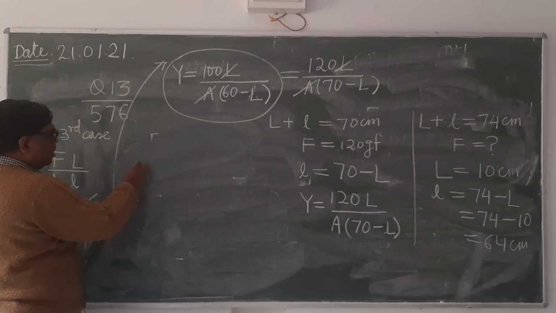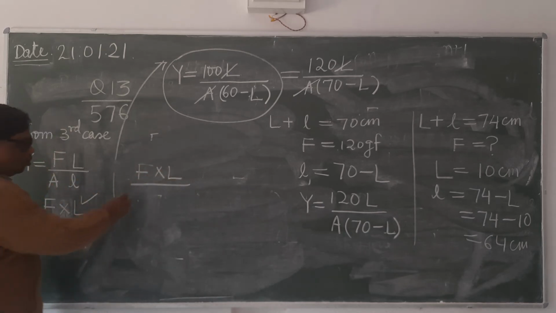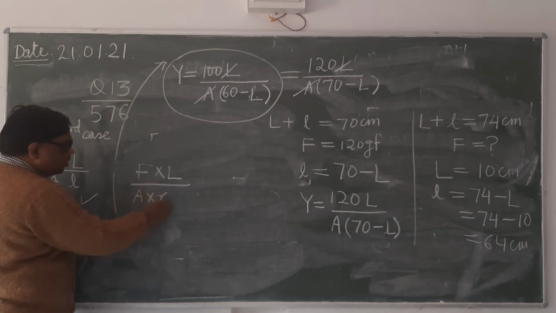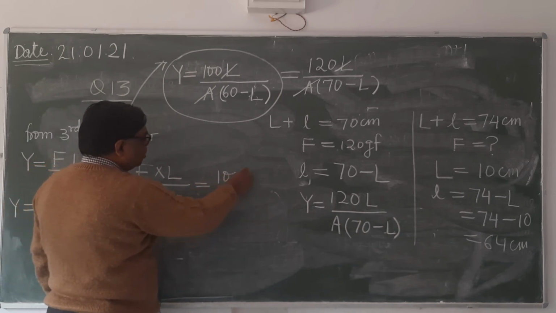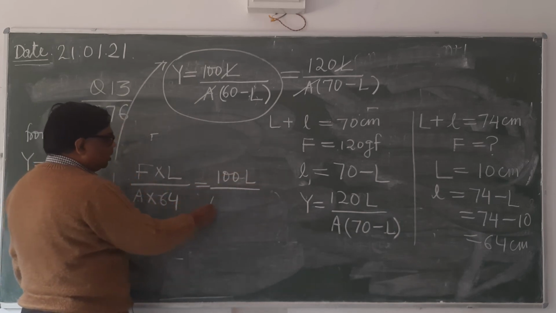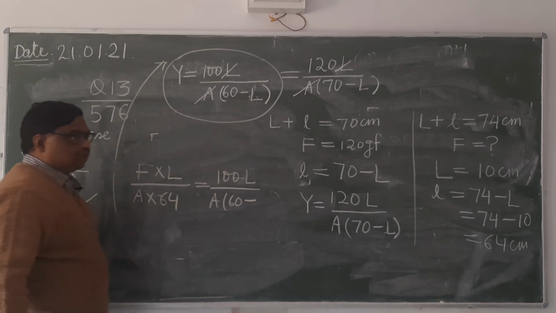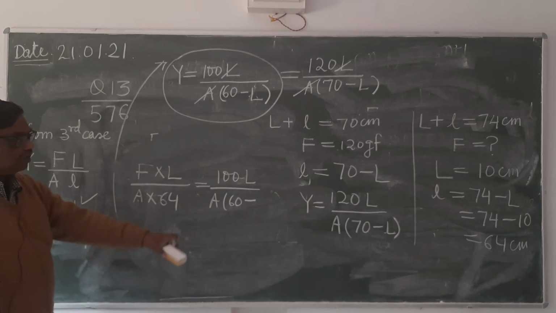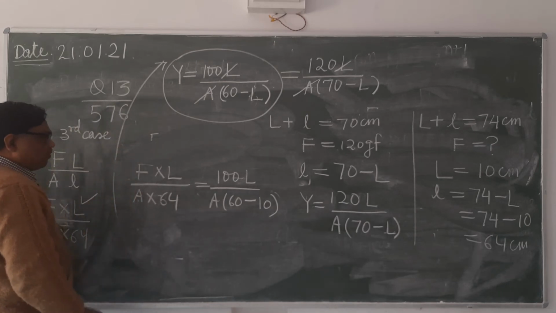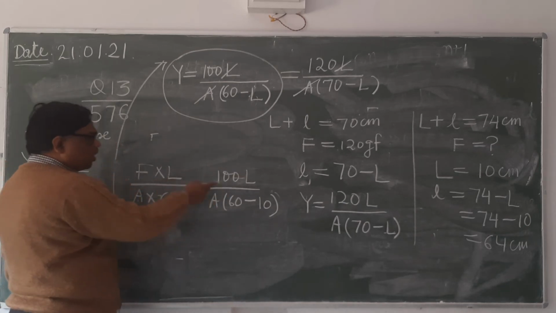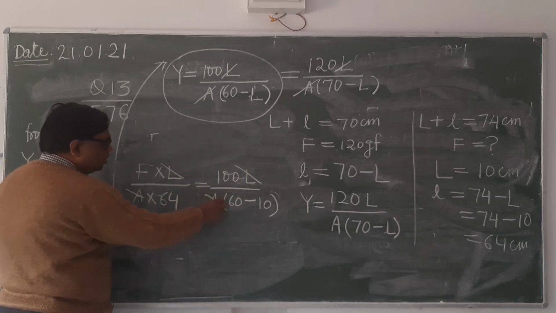it will be F into capital L upon A into 64 equals to, when you equate from here, 100 into capital L upon A into 60 minus, and what is capital L here? Already you have determined it is equal to 10. So now simplify. Here I have not kept the value of capital L. Why? Because both will be cancelled. A and A will be cancelled.